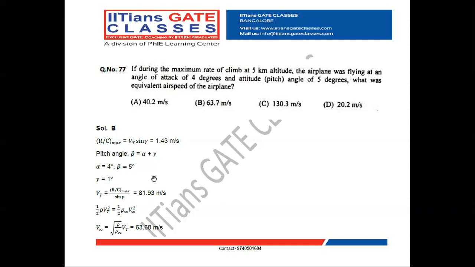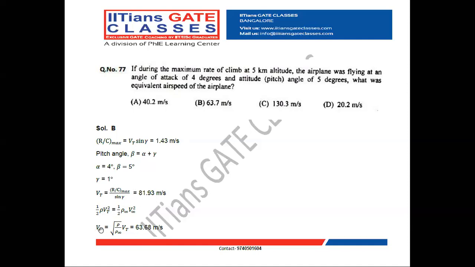Which is the true speed of the airplane, which is not the equivalent speed of the airplane, it is the true speed of the airplane. Because whatever we obtained from the rate of climb is the true speed of the airplane. Because we are measuring it from the corresponding altitude. Because rate of climb is used at the corresponding altitude, not at the sea level. So it is the true speed of the airplane.